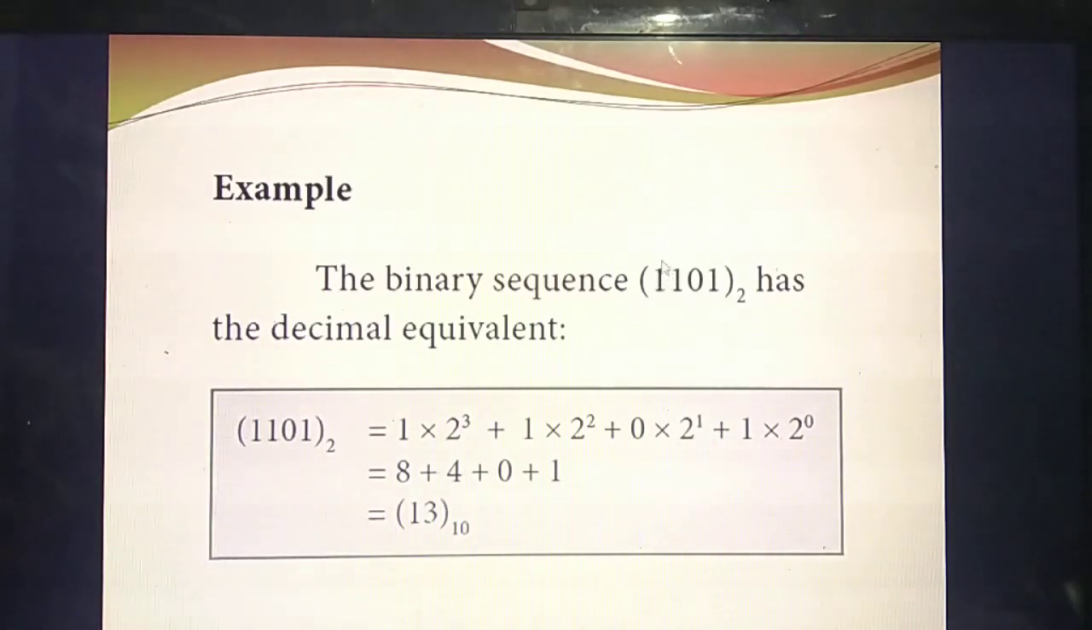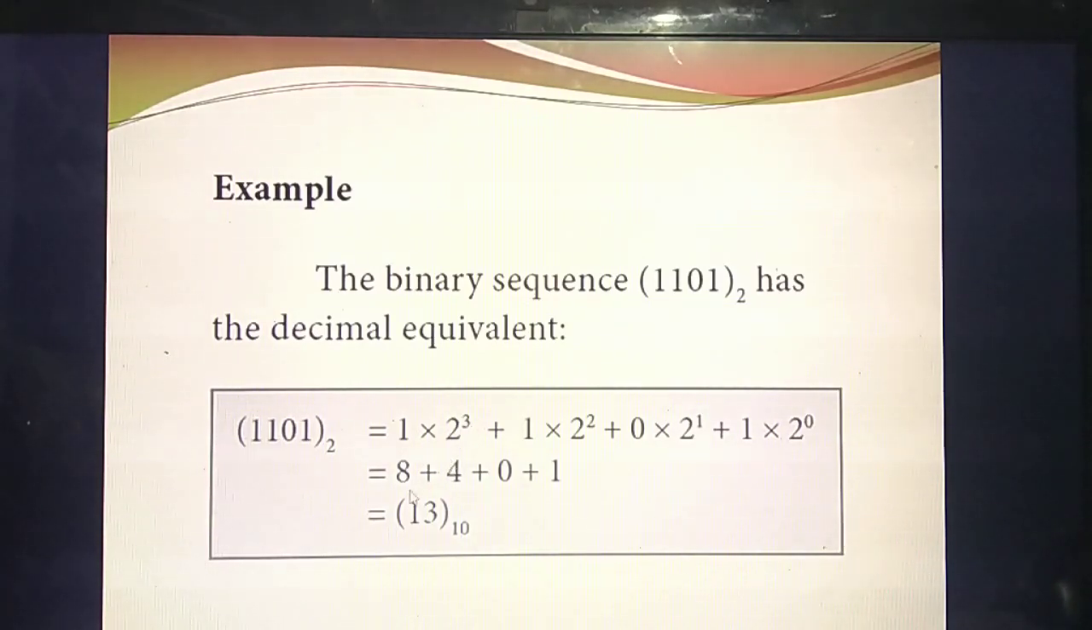Okay. Here the place value is 3, so 2 the power 3. Here 2 the power 2. Here 2 the power 1. Here 2 the power 0. Each number: 1 into 2 the power 3, plus 1 into 2 the power 2, then plus 0 into 2 the power 1, plus 1 into 2 the power 0. Understand? Now multiply. So 2 power 3 means 2 into 2 into 2.